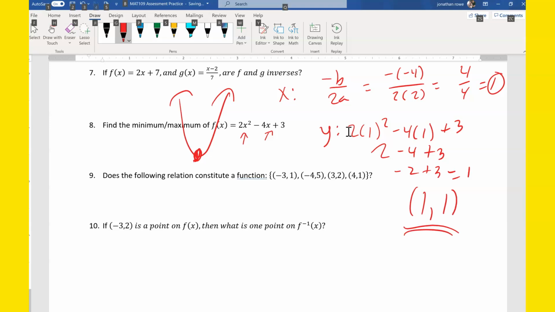Or I could say, if I want to be more thorough, the minimum value of the function is 1 when x is equal to 1. Remember, the minimum or maximum value is actually the y-coordinate, and the x-coordinate is where it happens. Let me show you another way to do it with the calculator.